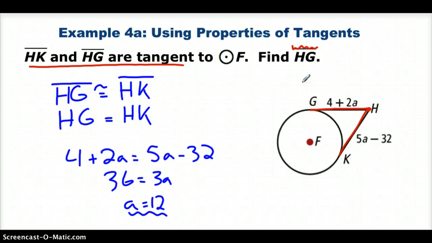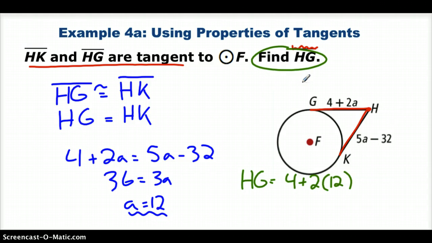Now again, that's not the answer to my question. I just found a. Remember, we want to find the distance from H to G. So HG is going to be given by 4 plus 2 times our value of a, which is 12. And so HG will then be given by 4 plus 24, which we find that HG is in fact going to be 28.